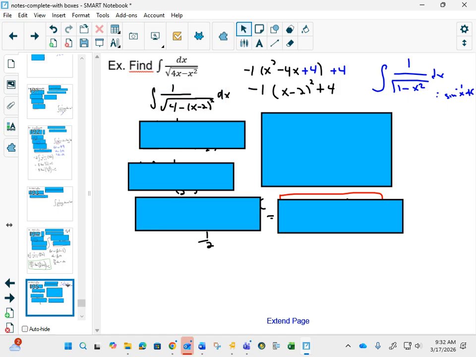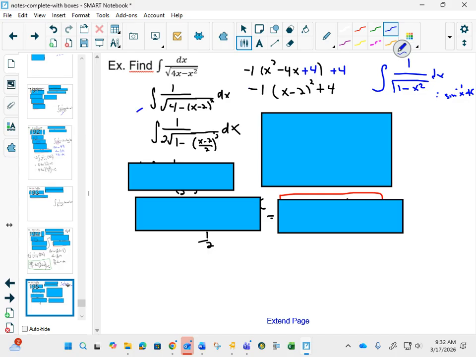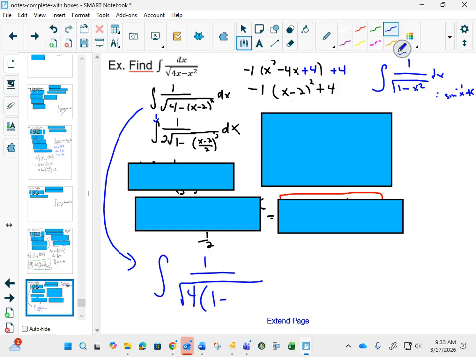What's the issue? The issue is the 4. So I'm going to have to take that 4 out to make it a 1. For those of you that like an extra step to see the math, which I think is nice, this is what I would do as my extra step in between here and here. I factor out the 4 to make a 1. If I factor out a 4 to make a 1, that makes this over 4.